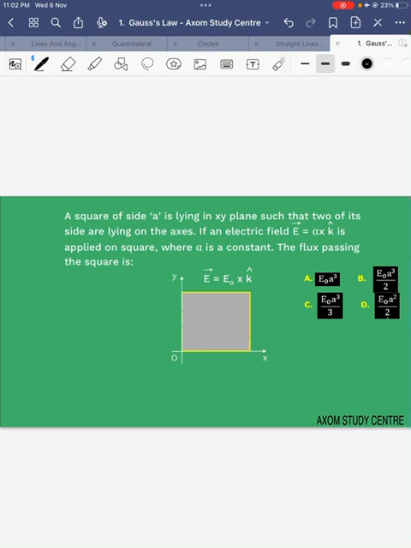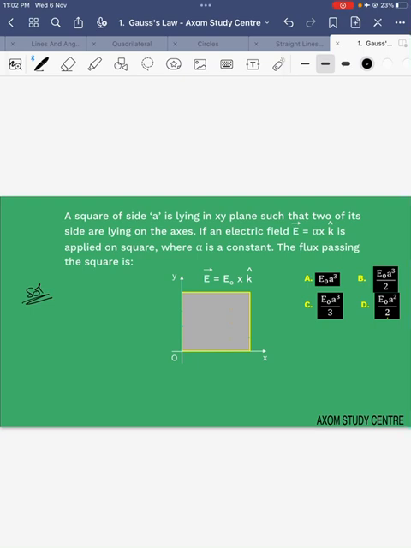Next problem. A square of side a is lying in the xy plane such that two of its sides are lying on the axes. If the electric field E is equal to alpha x k cap, where alpha is a constant, find the flux passing through the square. So this is the question. Here they are asking for the flux passing through the square. Here see, the area is along the xy direction.